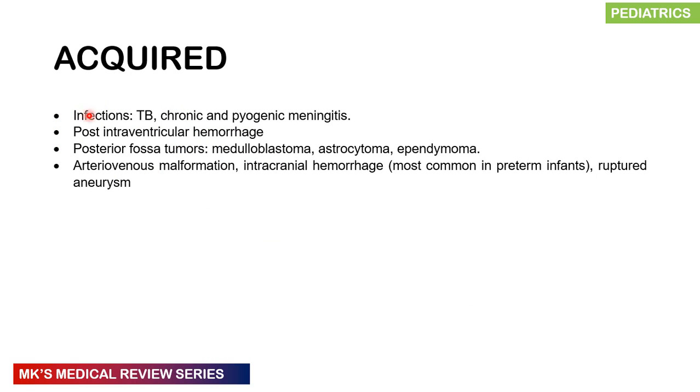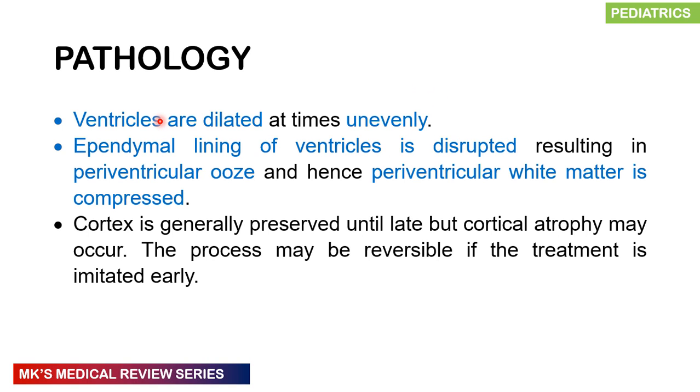Acquired causes include infections like TB meningitis, chronic meningitis, and even pyogenic bacterial meningitis. You may have post-intraventricular hemorrhage, and posterior fossa tumors like a medulloblastoma, an astrocytoma, and an ependymoma. Remember that the bulk majority of the tumors that we see in children are gliomas in terms of the CNS, because the glial tissues are the ones that are actively dividing in the CNS. Then you may have arteriovenous malformations like intracranial hemorrhage. Most patients are usually preterm, as I already alluded to earlier on, or it could be a rupture of an aneurysm in the brain.